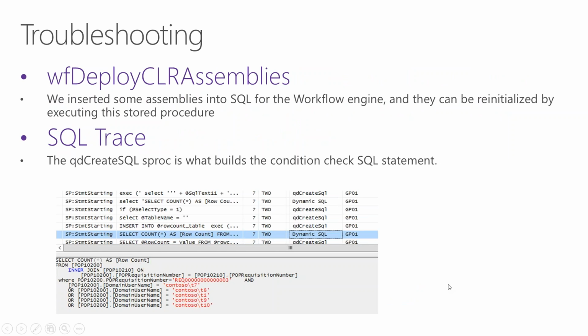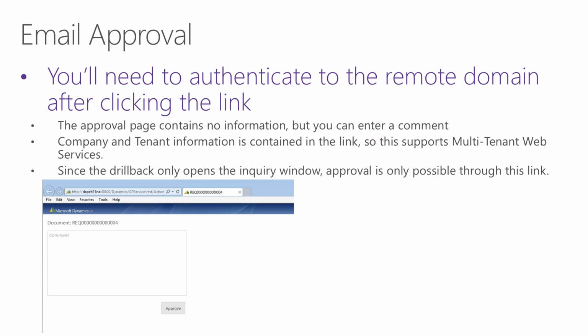So there's a little bit of troubleshooting information here that might be useful to you if you need to have some assistance. We won't spend too much time there, but that slide's available to you if you need to come back and reference it. If you're using the web client, which is a screenshot that you see here, you'll need to authenticate to the remote domain after clicking the link in order to be able to put that comment in for your approval or rejection step.